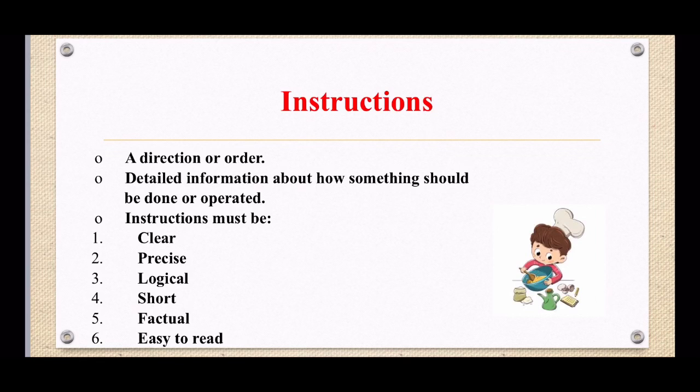Number 5, it should be factual. This means that whatever is written in those instructions should be the correct information. There should be no false information, right? They should tell you exactly what needs to be known. And then lastly, it should be easy to read. When you are reading something like instructions, you don't want to have 50 different sentences all over the place. It should be in a form and a structure that is easy to read and that you know what's next, right?